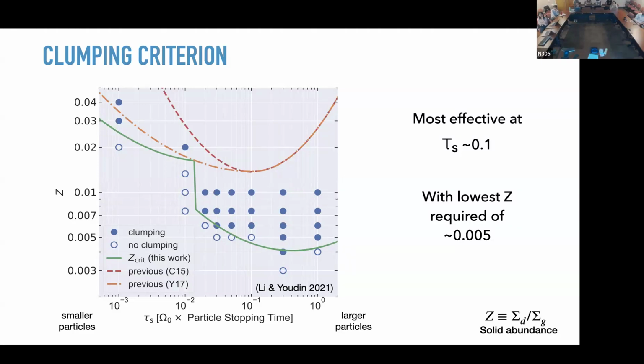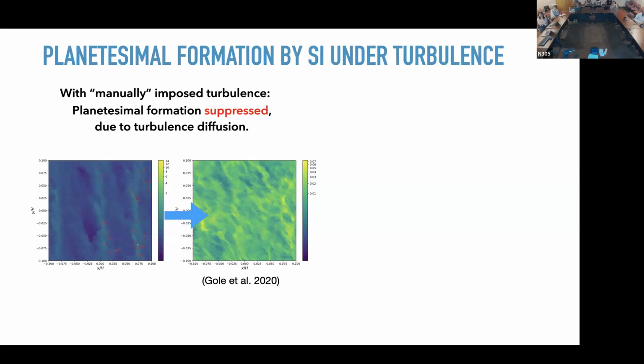include the external turbulence. But as we know, in reality, the disk is turbulent, right? And we also need to consider turbulence, but depending on how exactly we treat the turbulence in a disk, things can be very different. For example, in this simulation, if they just manually impose turbulence, planetesimal formation can be suppressed, right? Without turbulence, you can see these dust clumps in the red circles. And with turbulence included, they cannot see the clumping anymore. This is basically because turbulence is diffusing the particles everywhere, so it's just harder for them to clump.